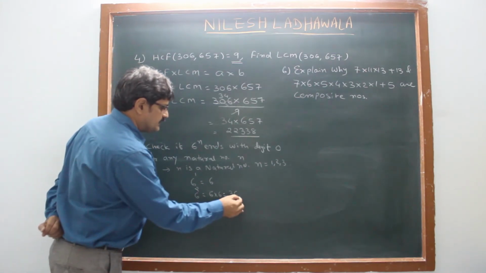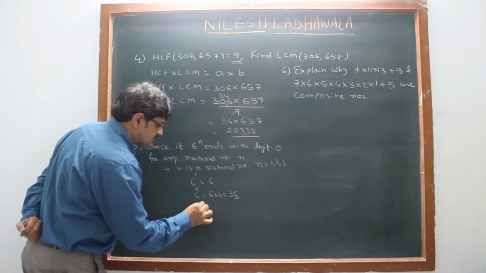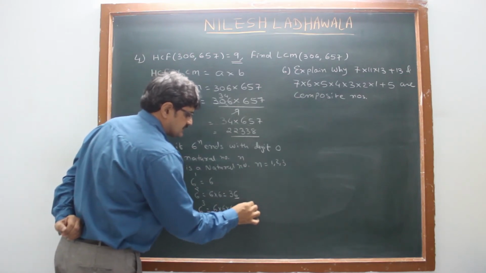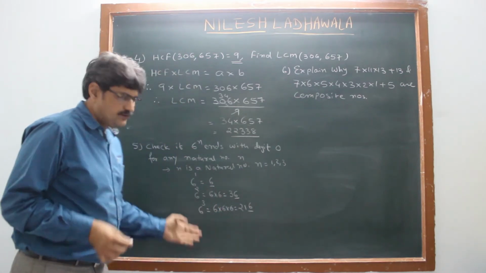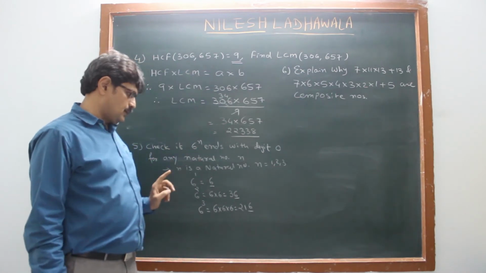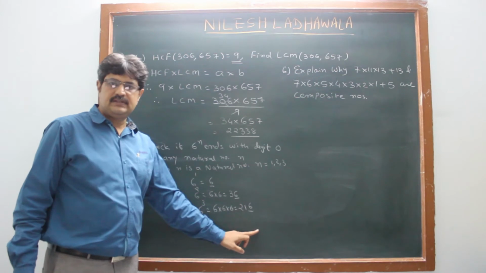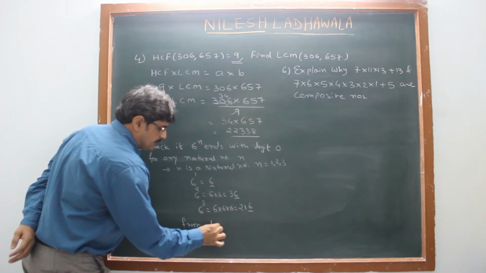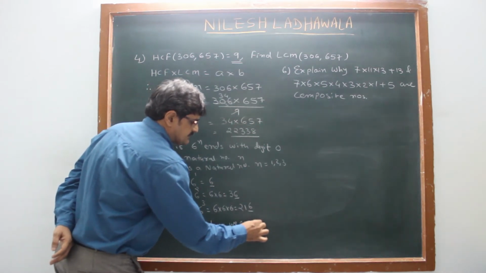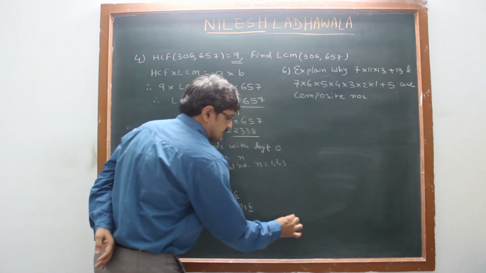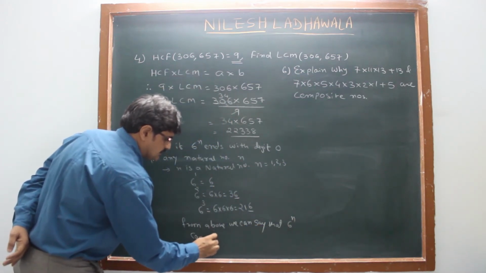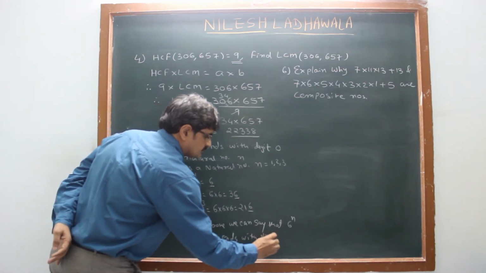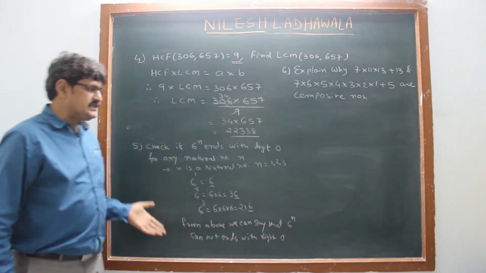It also ends with 6. Now the third one, 6 raised to 3, that is 6 into 6 into 6, and that is 216. And so on. If you move up to infinite, it will never end with 0. It will always end with 6. So I can say that from above, we can say that 6 raised to n cannot end with digit 0. So in this way we can solve it.